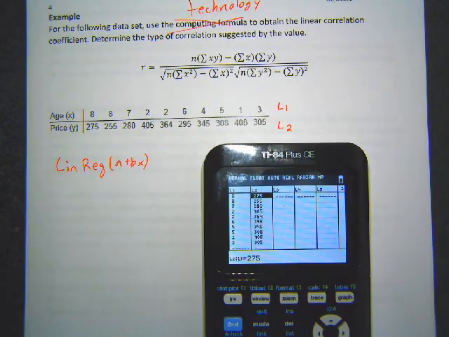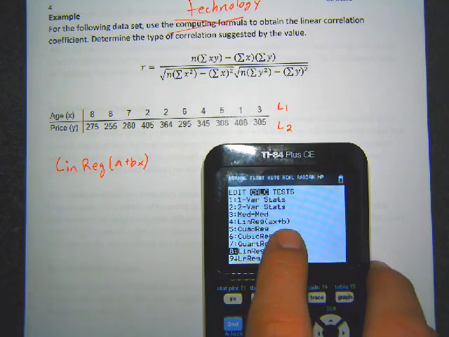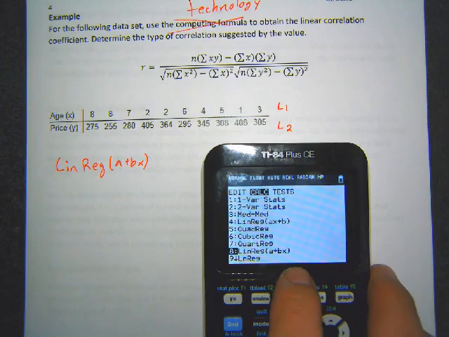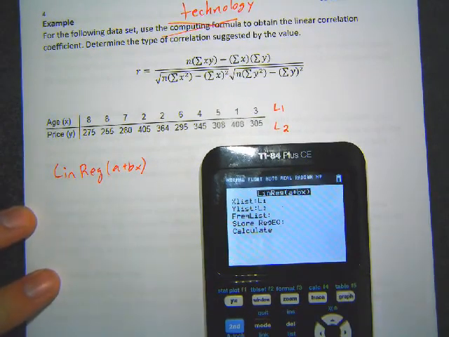Once you get that all typed in, you hit stat, and you hit calculate. And you'll look down and you'll see number 8 is LinReg(a+bx). There is a LinReg(ax+b). You don't want that one, you want the a+bx. So just make sure you're using the right one. So the LinReg(a+bx).